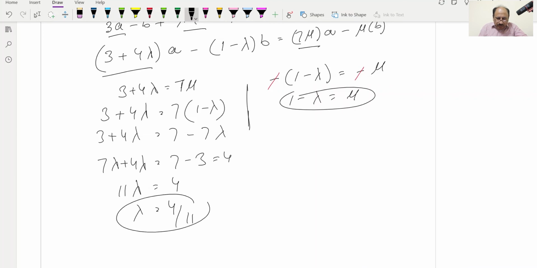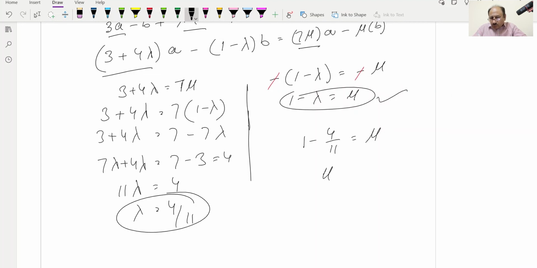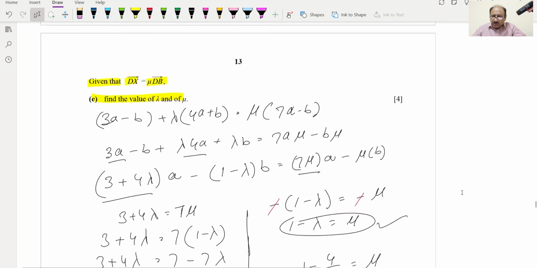over 11. This will be our lambda value, which we can replace in this equation, and 1 minus 4 over 11 is equal to mu. So mu will be what? We can check. 1 minus 4 over 11 is equal to 7 over 11. So mu is equal to 7 over 11. This will be the mu value which we are supposed to find. We are done with this question.